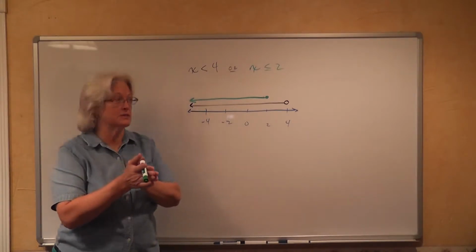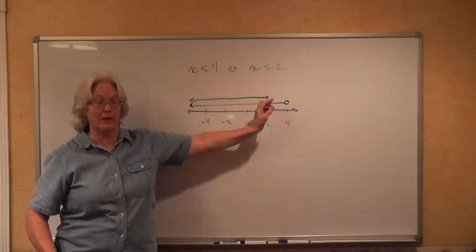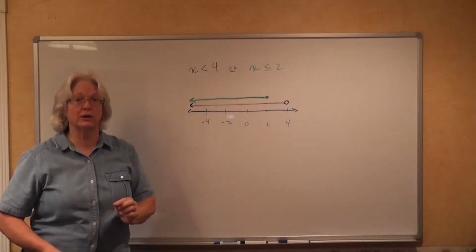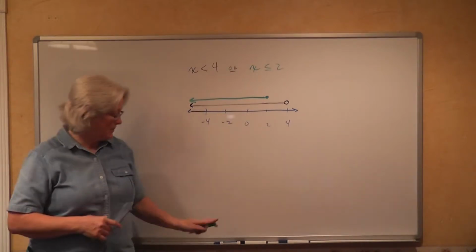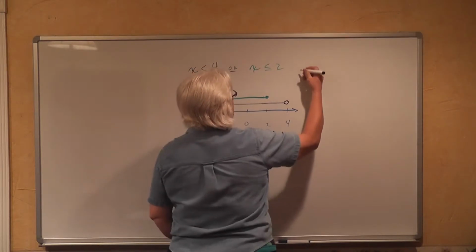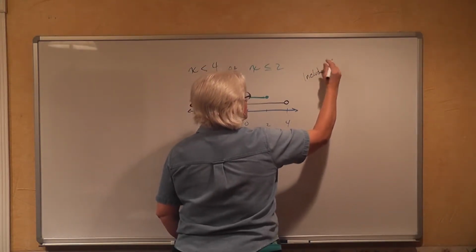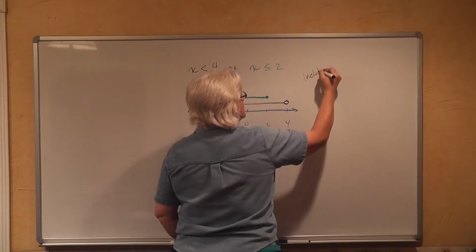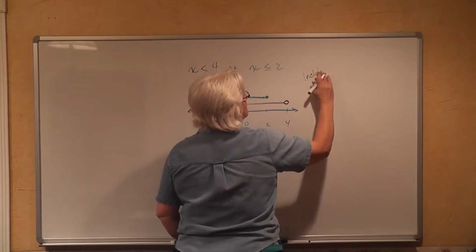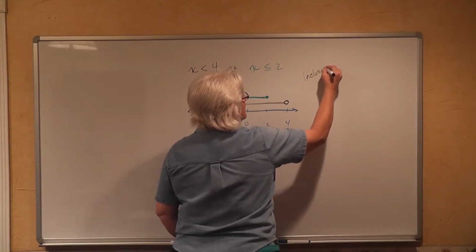Now, if we were doing conjunctions in our last section, we were looking for the area of overlap. You remember that? But we're not looking for the area of overlap. We're looking for, perhaps you could say, an area of inclusion. We're going to include every possible solution of our graph. Inclusion.